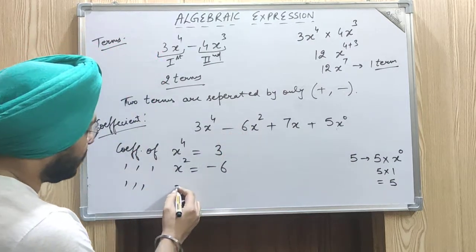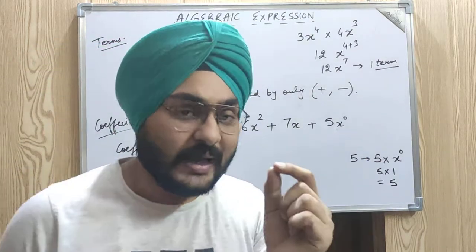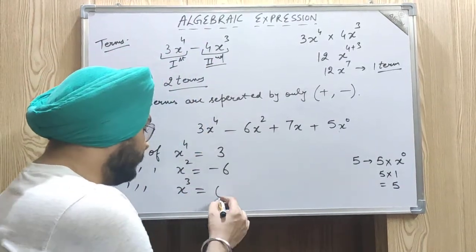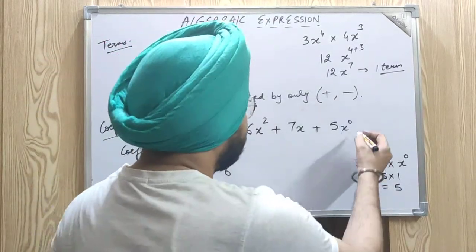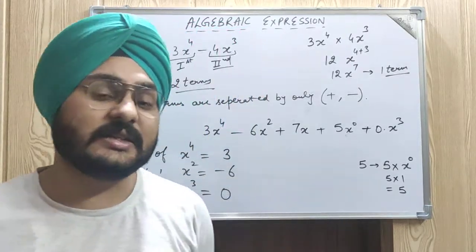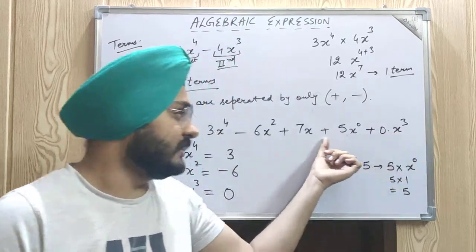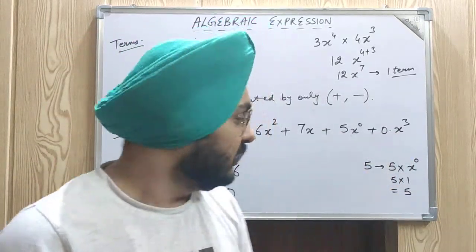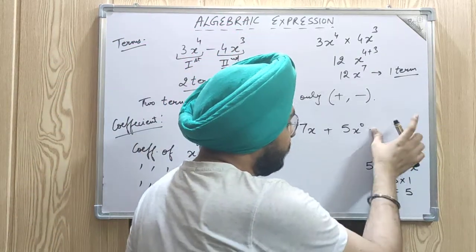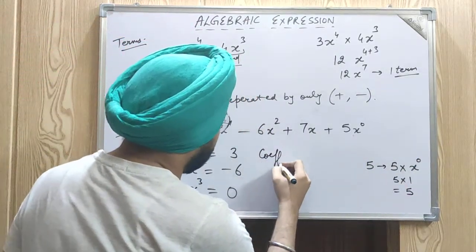And now the coefficient of x cube. In the whole expression, no x cube is present. So the coefficient will be 0 at that time. Why? If I am writing 0 into x cube, is there any change in the expression? No. 0 into x cube will be 0, and if 0 is added to anything, the number remains the same. So I will be saying the coefficient of x cube will be 0. This is your choice. If you want to write, you can write, but there is no need to write that. Okay. Now find the coefficient of x.